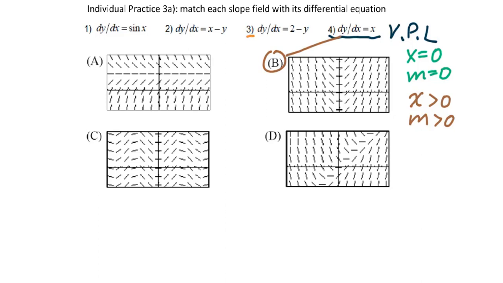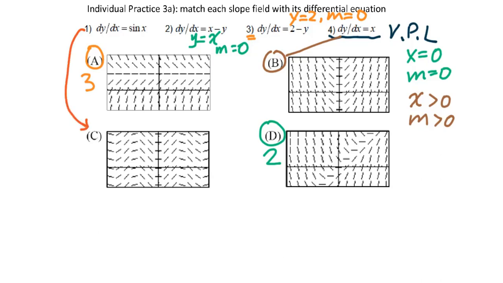Then check number 3. When y equals 2, slope equals 0. So you could say this will be for number 3. For number 2, we know when y equals x, you will see the horizontal line. Therefore, D will be number 2. Then you can check number 1 is for C.